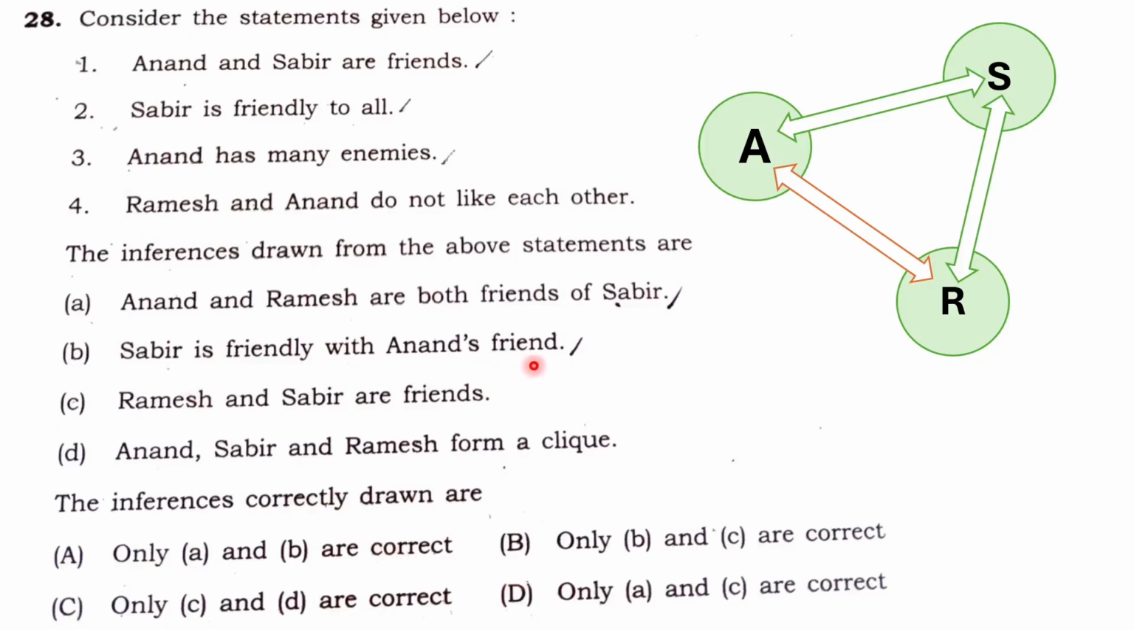Sabir is friendly with Anand's friend. Do we know this from this structure? No, we do not know this. So B should be false. So the correct answer should be C. Ramesh and Sabir are friends. So clearly Ramesh and Sabir are friends. So the correct answer should be D.